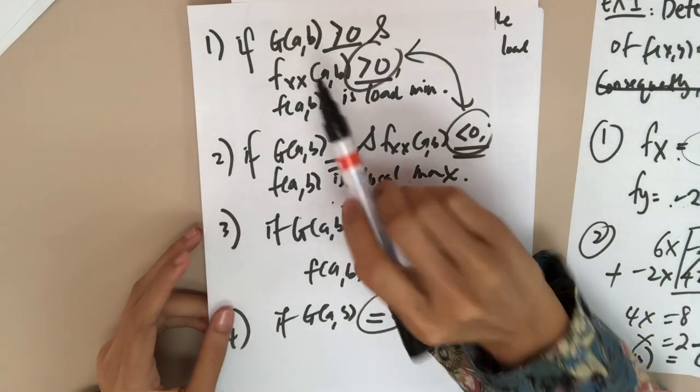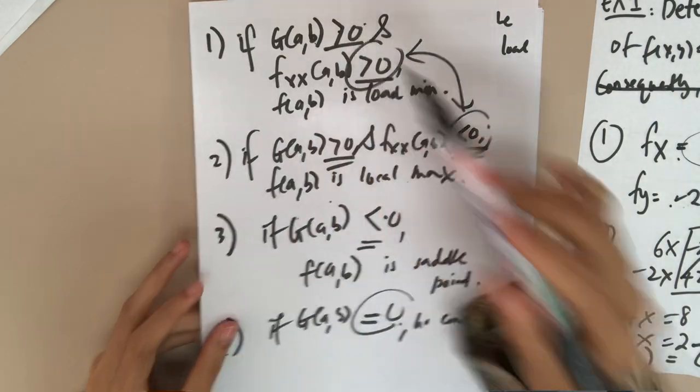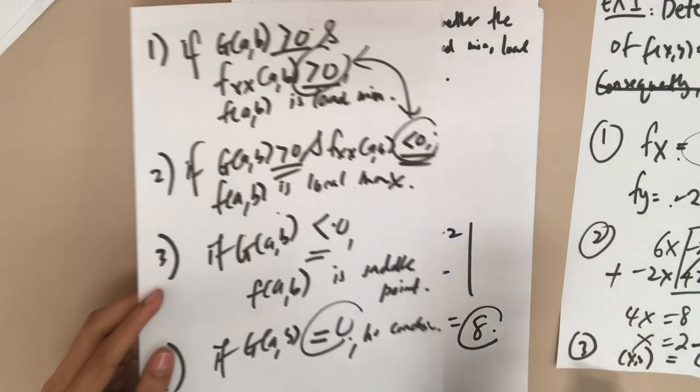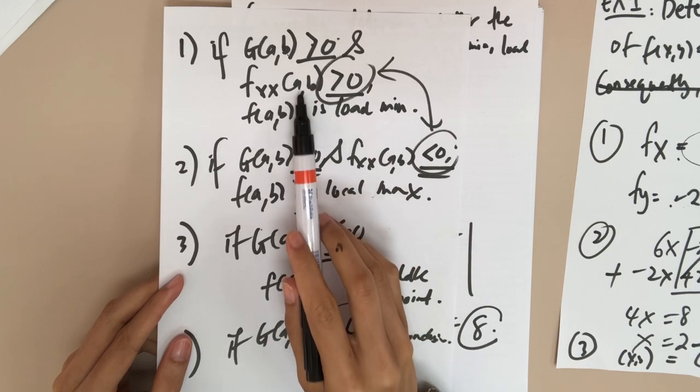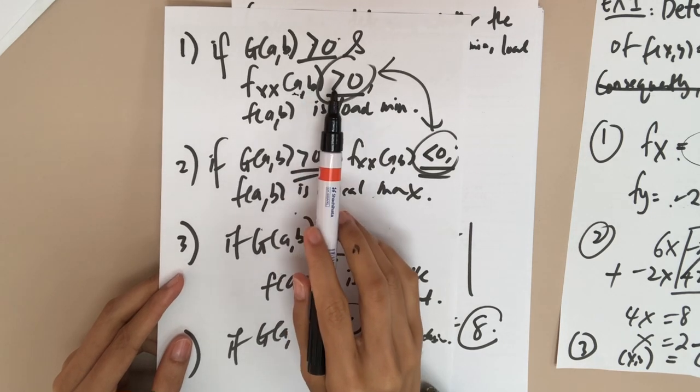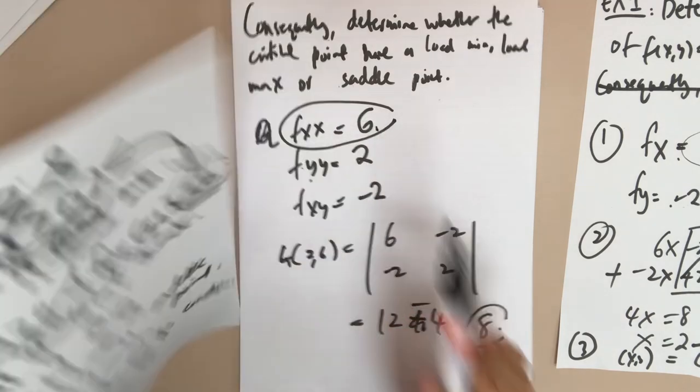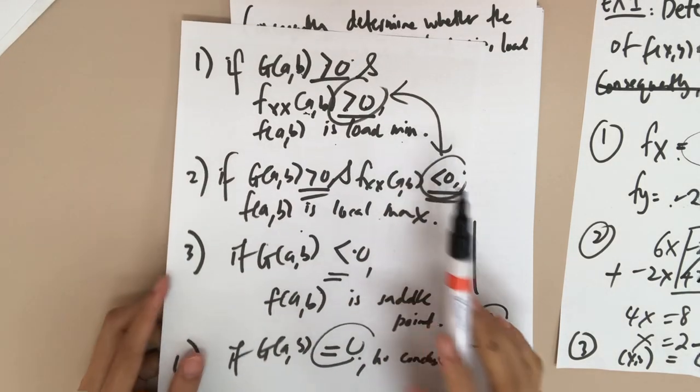Condition number 1 says that if your g(a,b) is greater than 0, you check. It's 8, right? So 8 here is greater than 0. And f_xx(a,b) here is 6. Is it greater than 0? Yes, it's greater than 0. Therefore, your f(a,b) is a local min.